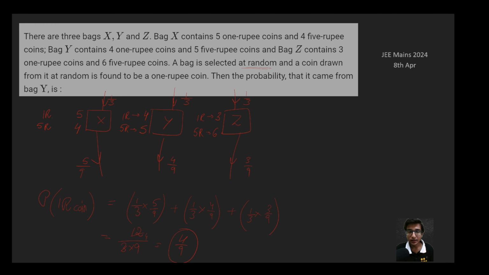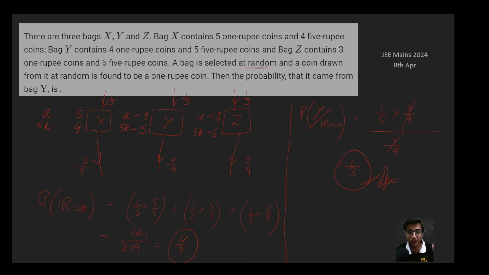Now they have told us that we have already found out a 1 rupee coin. Now we have to find out the probability that it came from bag Y, given that we have chosen a 1 rupee coin. So it is going to be probability of the entire pathway of Y. The entire pathway of Y is 1 by 3 into 4 by 9 upon probability of finding a 1 rupee coin is 4 by 9. So 4 by 9 cancels and 1 by 3. This is our answer. Very easy question of Bayes' theorem.